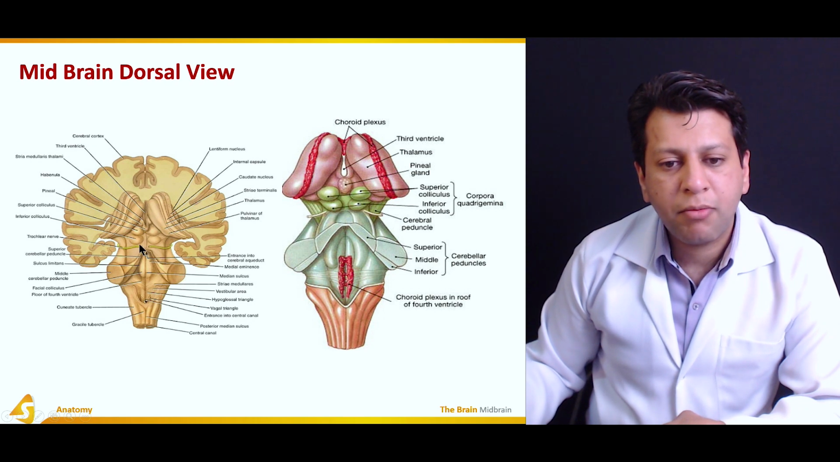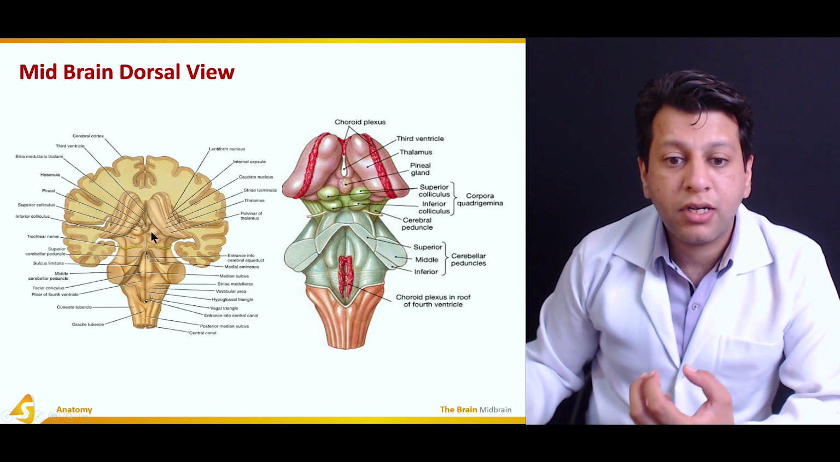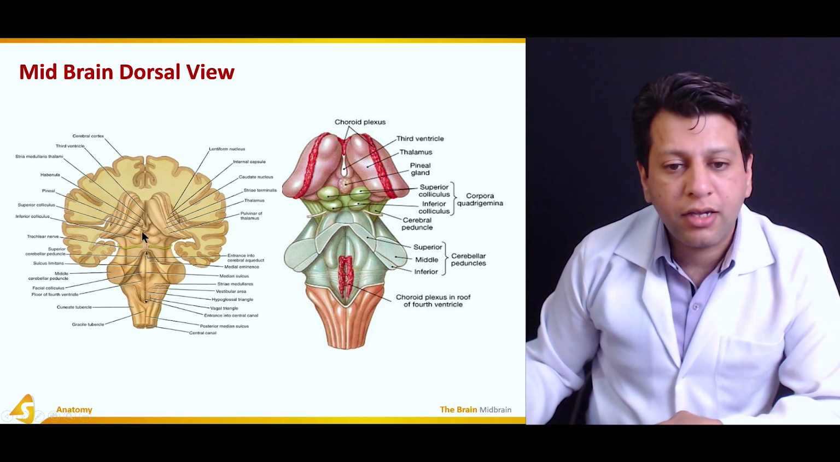And here you can appreciate the trochlear nerve is originating. There are nuclei at the level of the inferior colliculus. This is the trochlear nerve which emerges and decussates towards the opposite side. Then at the level of the superior colliculus, the oculomotor nerve emerges and actually goes towards the same side. Now this is the cross structure.